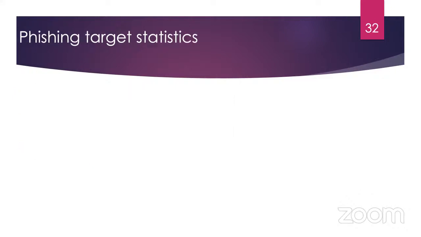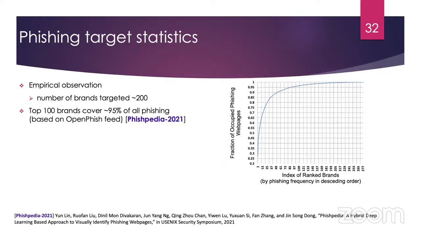However, the statistics on phishing targets give some other interesting observations. The main takeaway here is that the number of brands that are targeted is really low. If you look at the right-hand side, the graph is the empirical CDF of the most targeted brands, and you can see that around 100 of them are targeted for 95% of phishing attacks.